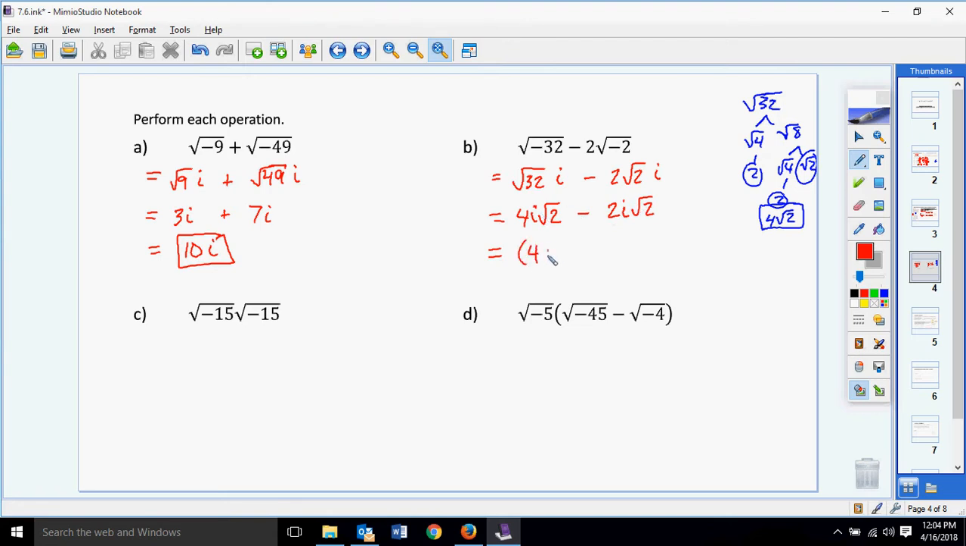So look at their coefficients. I have 4i minus 2i. I'm going to subtract those and leave it as a square root of 2. So once I do that, 4 minus 2 is 2, so 2i square root of 2 for my final answer.